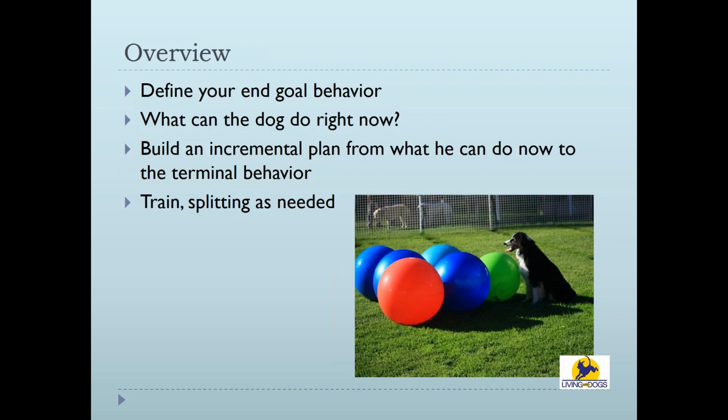So here's the basic thing: you have to know where you're going in order to have a plan in the first place. And you have to know what your dog can do right now. And then you're going to build the steps to get to that point and to get to your goal behavior, your terminal behavior. Then when you're training, you're always probably going to have to go 2 steps forward, 1 step back, and sort of incrementally work up through there. So how do you do all this?